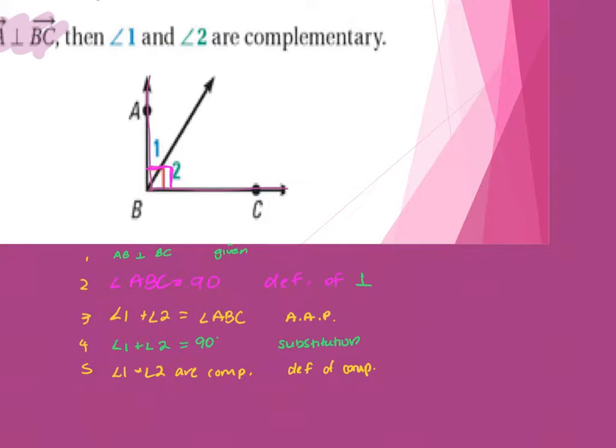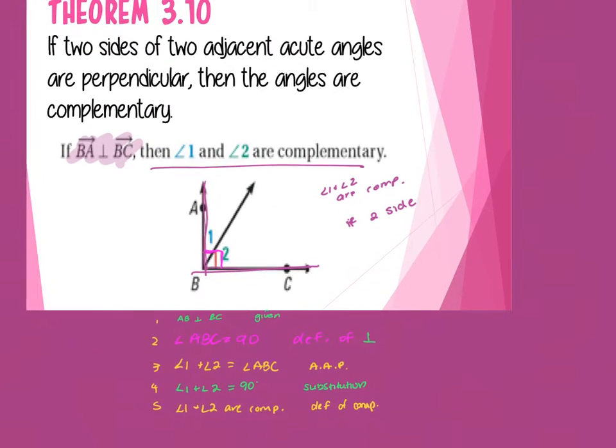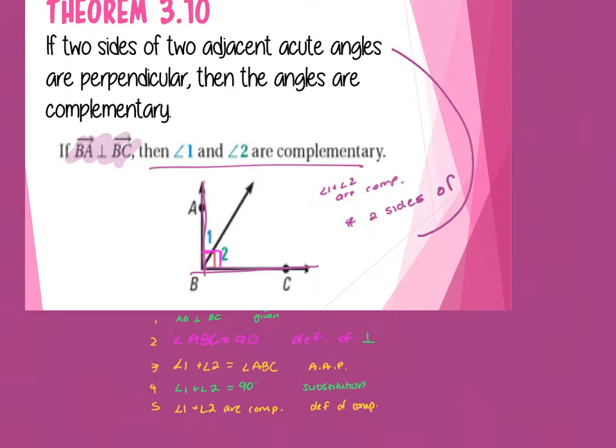And the shortcut says this. If these are perpendicular, then 1 and 2 are complementary. And the reason is this theorem, which says if two sides of the adjacent acute angles are perpendicular, then the angles are complementary. So both of those would be completely right. Okay, some people get competitive and like to do it in less steps than others. I don't care. As long as it's the right steps, you would get it right. Questions? Okay.